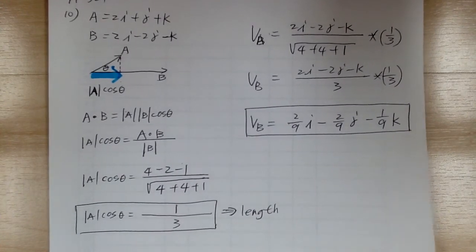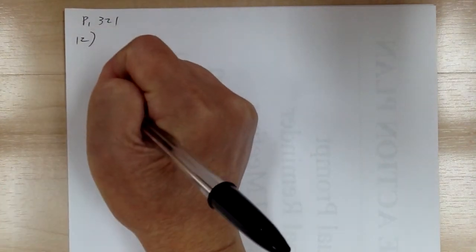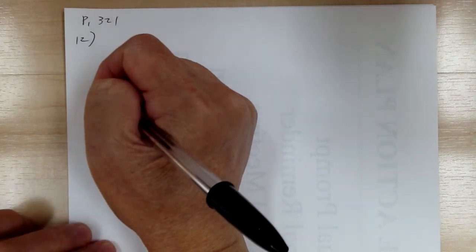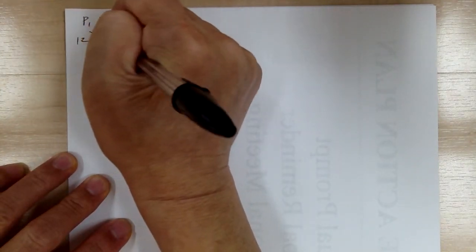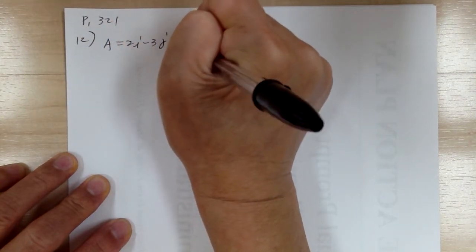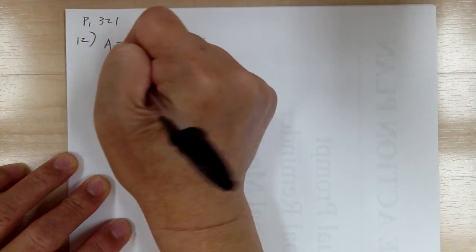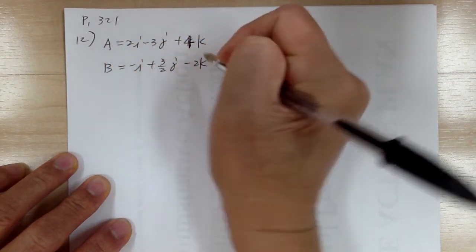Okay, let's go to number 12. For number 12, you try to determine if the vectors are perpendicular, parallel, or neither. You have vector A equal to 2i minus 3j plus 4k, and B equal to negative i plus 3 over 2 j minus 2k.